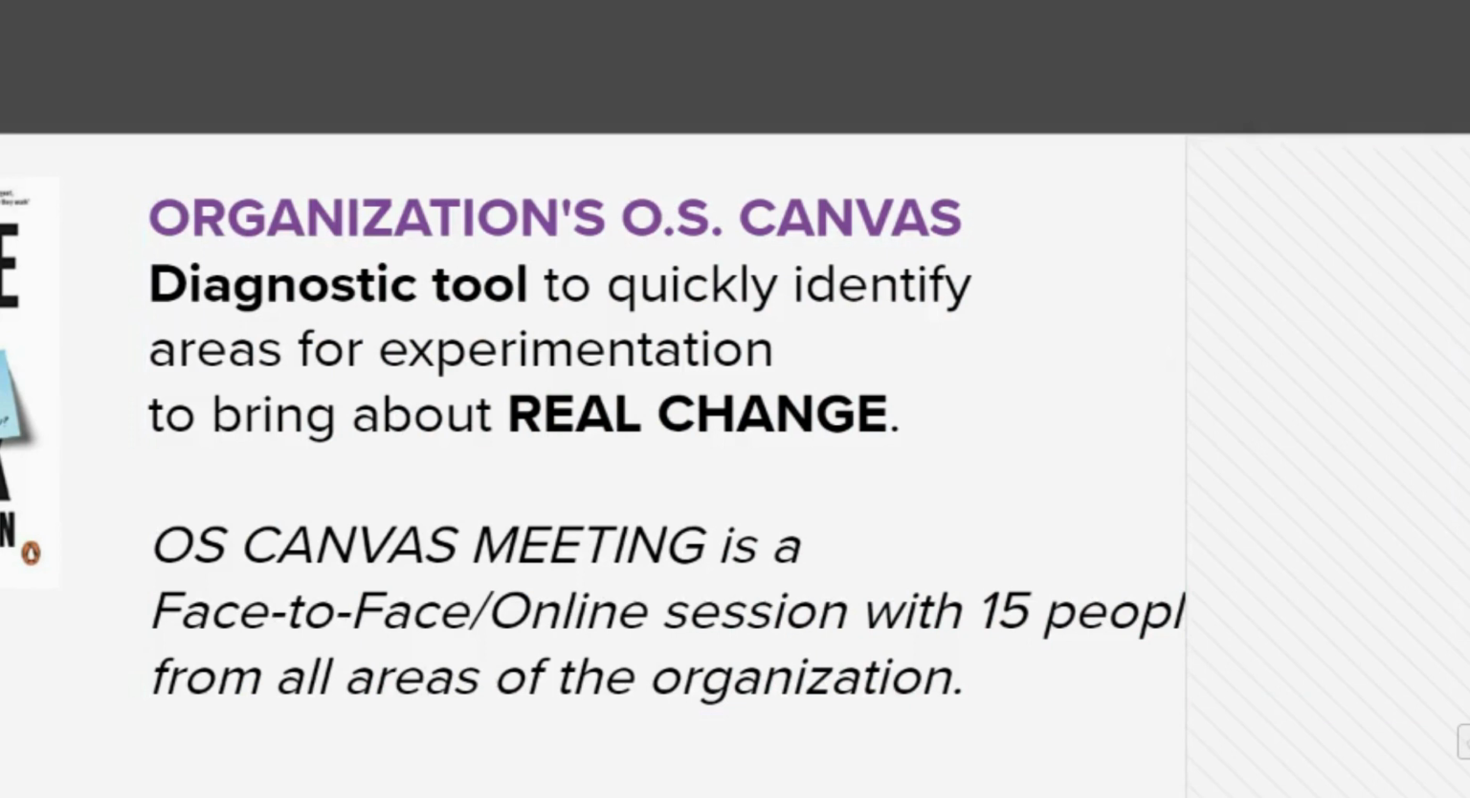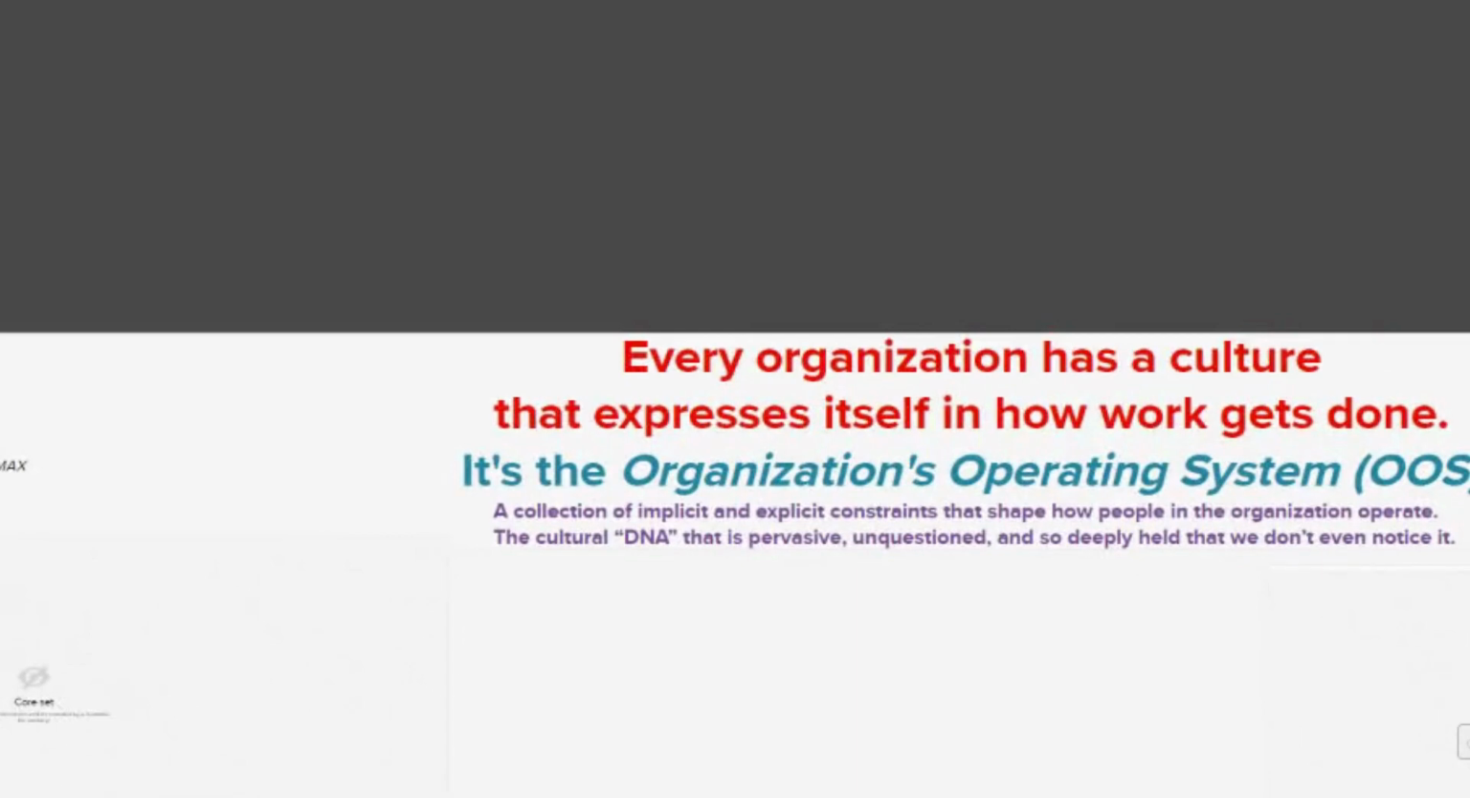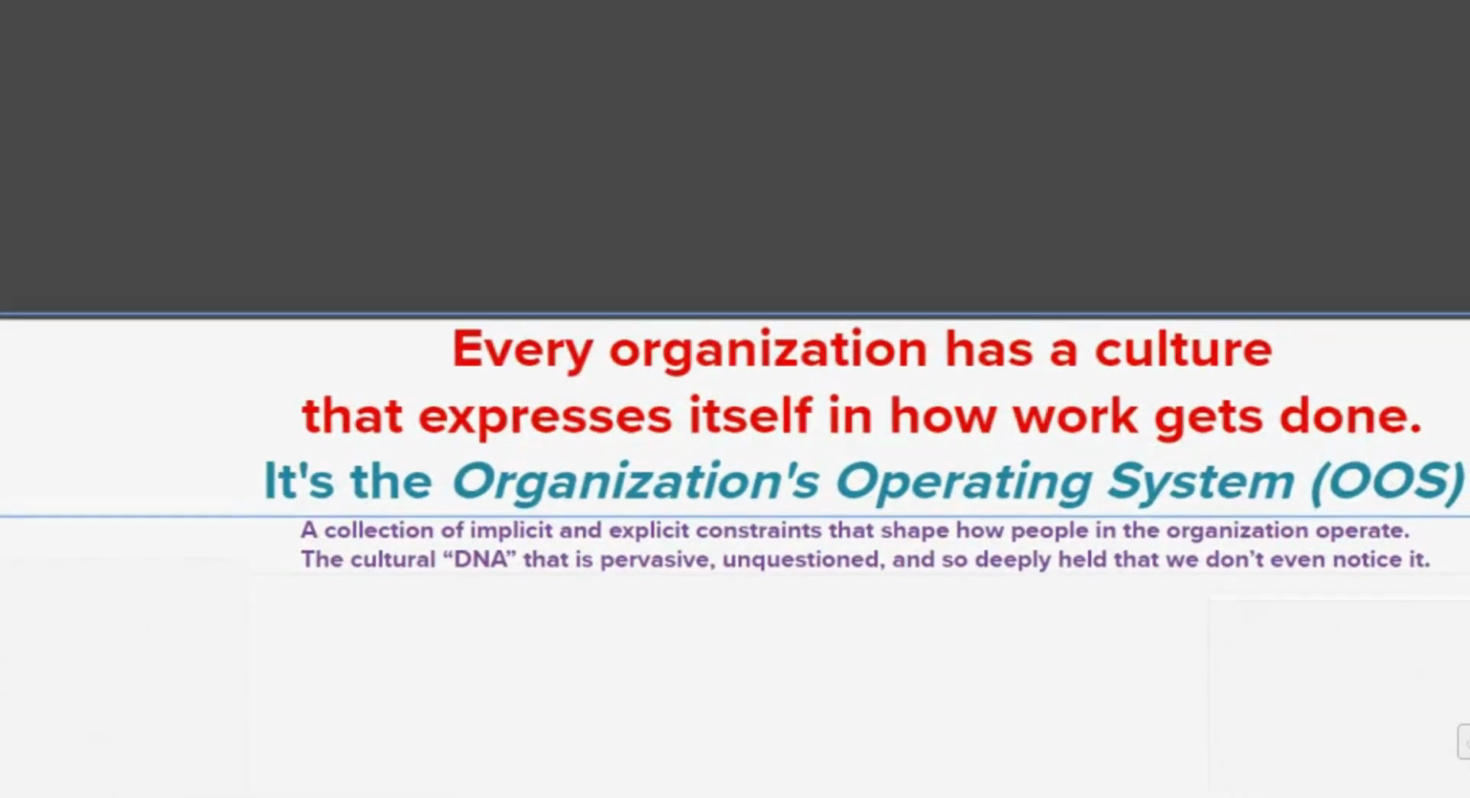I have been using this to redesign organizations as a result of a large disruption like a pandemic, to redesign hybrid work, to improve the organizational culture, or simply to tackle new challenges in the organization. So, what is the operating system? Every organization has a culture that expresses itself in how work gets done. This is what we mean by organizational operating system.